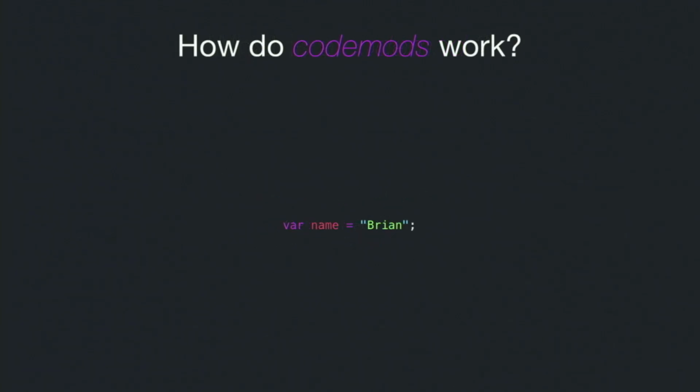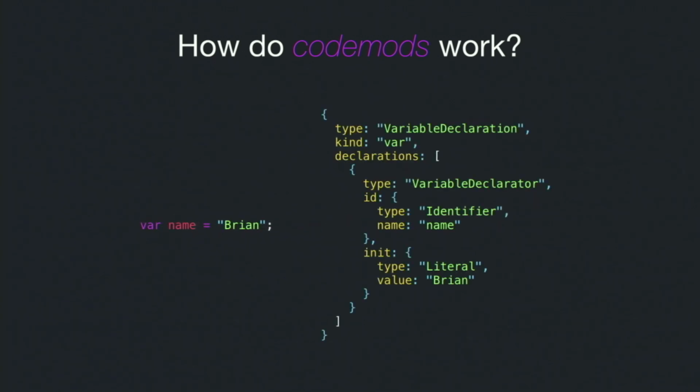Let's walk through the codemod process at a high level. It starts by reading JavaScript source code from a file. The source code is parsed and converted into an abstract syntax tree, or AST for short. An AST is a tree representation of the structure of a program. Each node in the tree corresponds to an element in the source code. The codemod itself is a small JavaScript program that modifies this tree. For example, a codemod could update this AST to replace all var declarations with let.